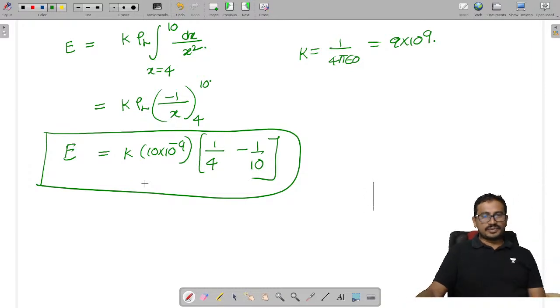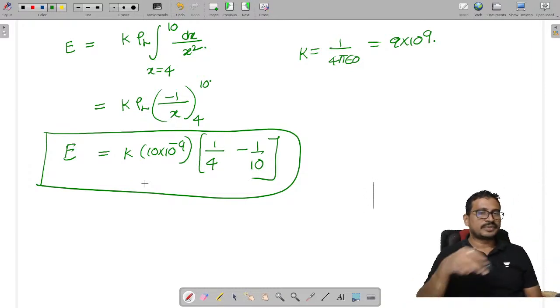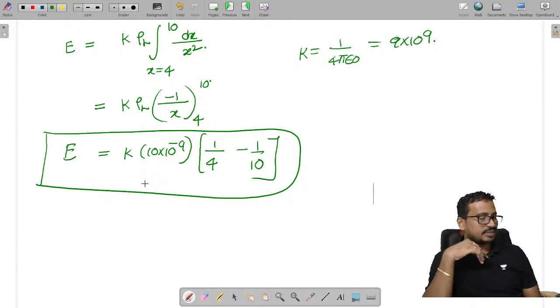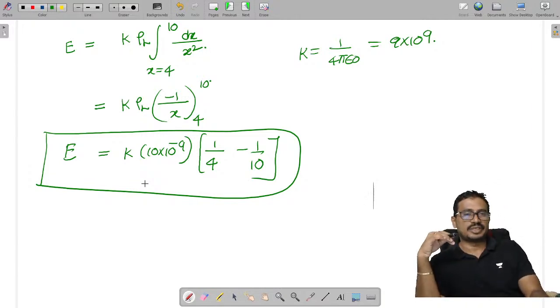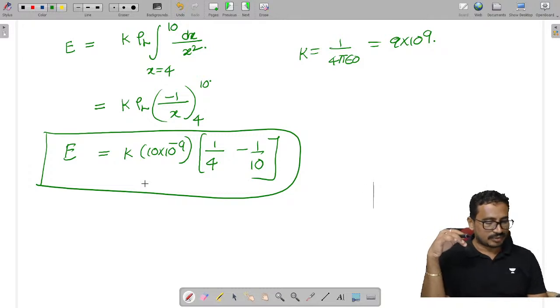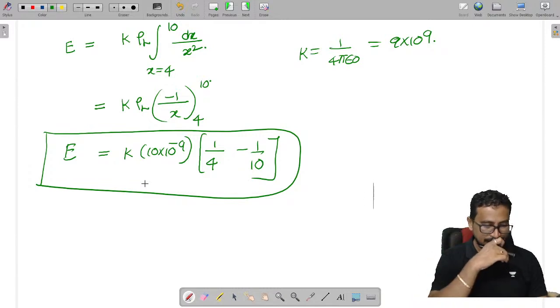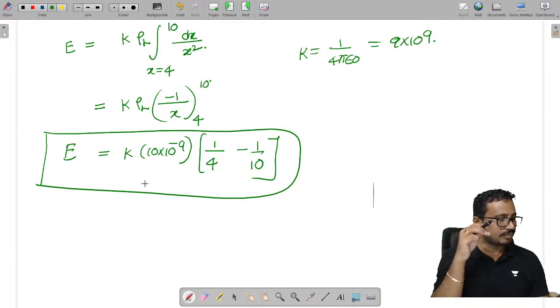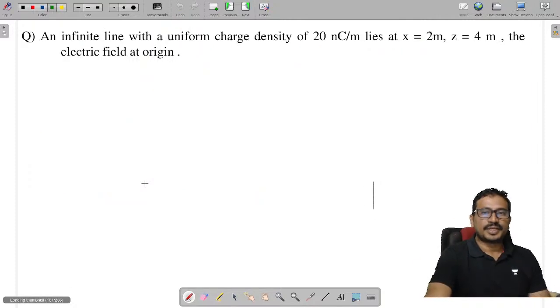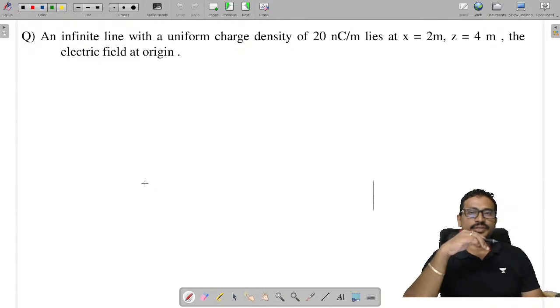Is it fine, all of you? This is what we have seen in the case of point charges. We have seen this very finite line charge. All of you tell me this thing. Done. Next.